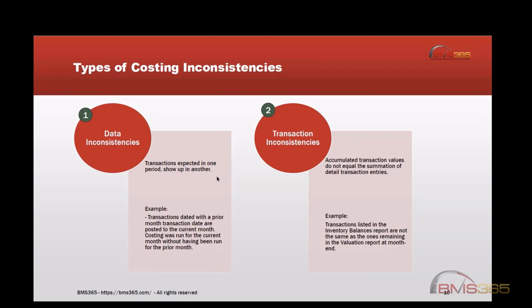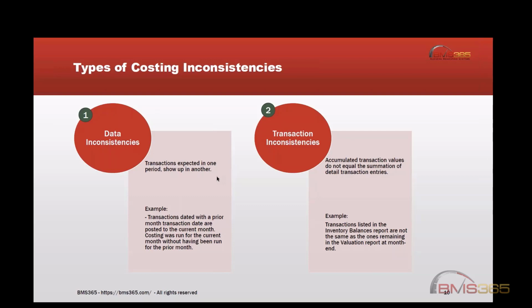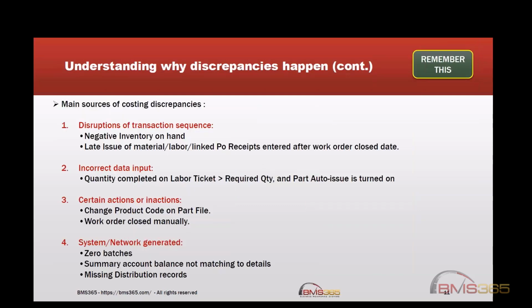Transaction inconsistency is when the value in a summary table does not equal the sum of the values in the detailed tables. For example, in the valuation report or the inventory transactions listing, we see a group of transactions with certain values, but when we look at the inventory balances report, the values don't match. Why is this happening, or what are the main sources of costing discrepancies?